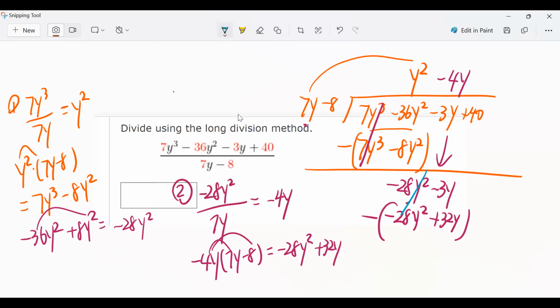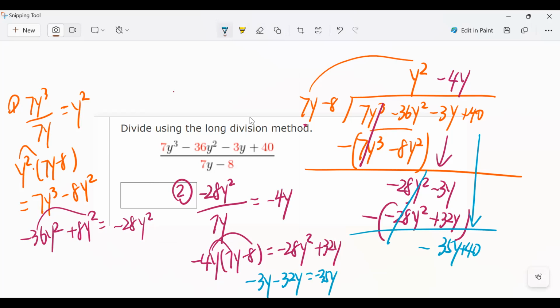So the leading terms get canceled, the exact same term. Minus 3y minus 32y, that gives minus 35y. So the remainder is minus 35y, bring down the 40. Now minus 35y divided by 7y, that's the next step.